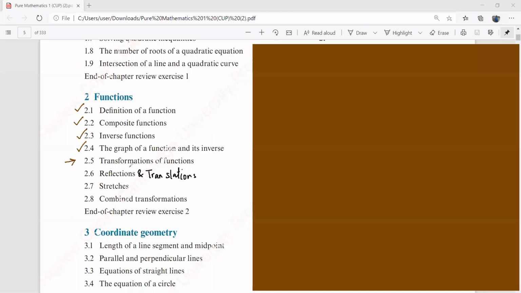We need to recall the geometrical transformations that we have done in our O levels. Okay. We shall be mainly talking about the reflections in the x-axis and y-axis. I'll also remind you that we have already discussed the reflection in the line y equal to x when we were graphing the functions and the inverse of that function on the same diagram.